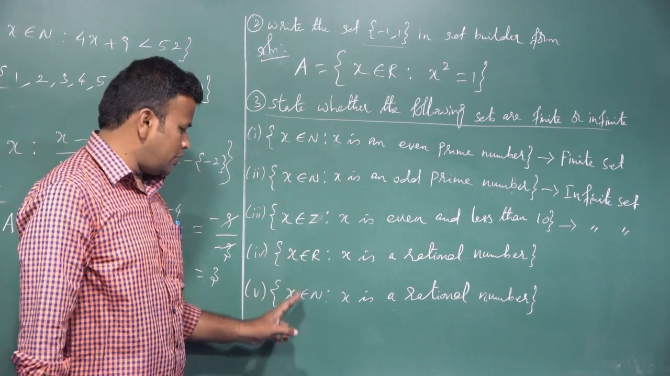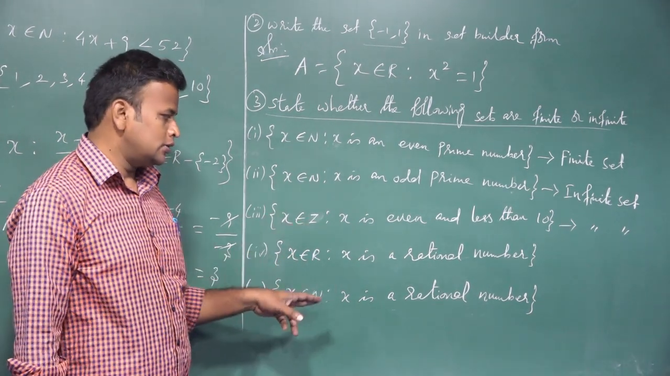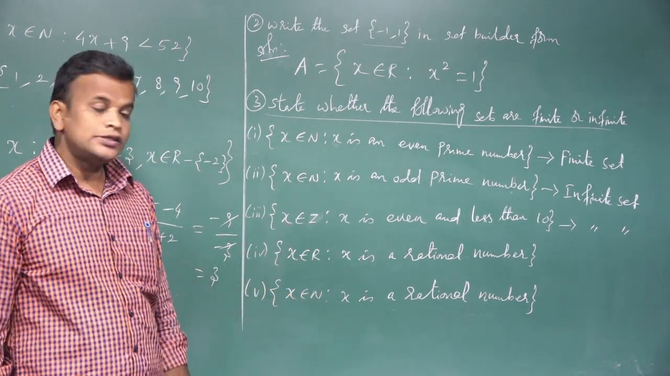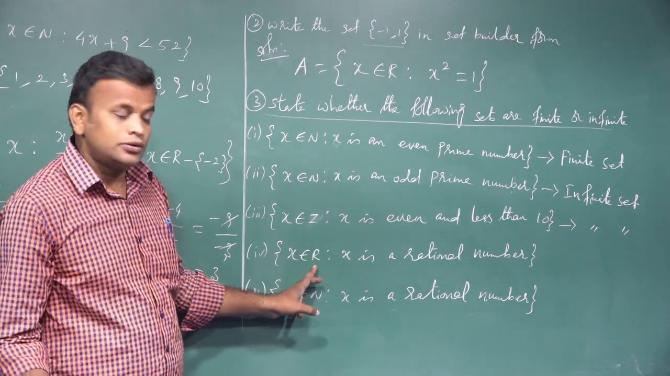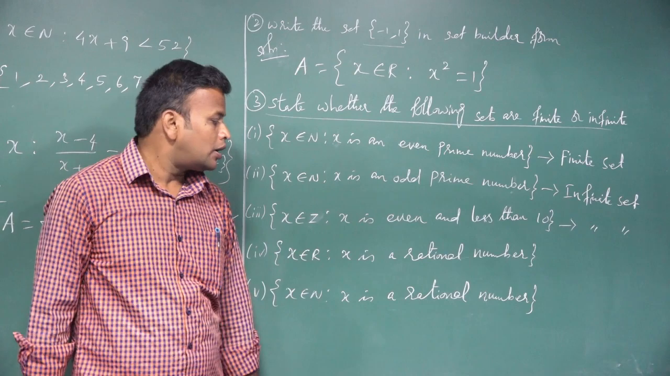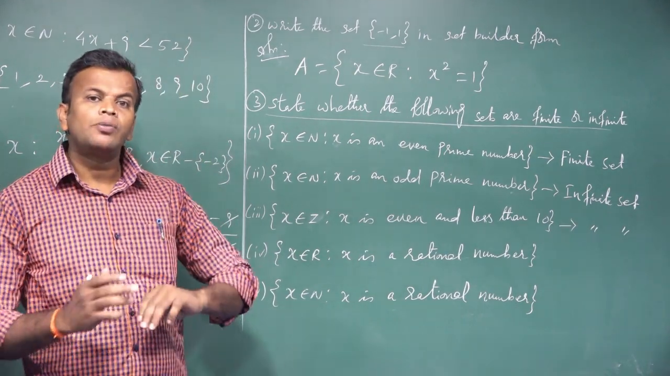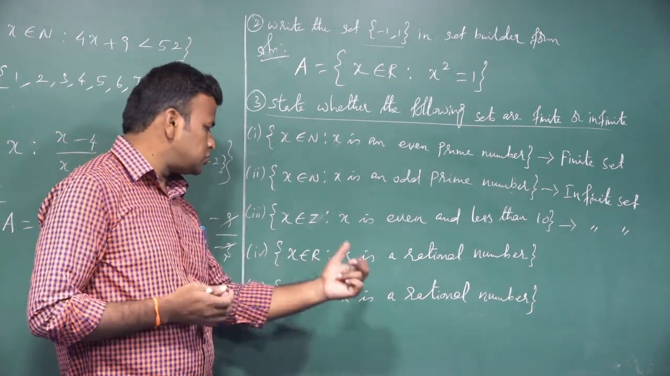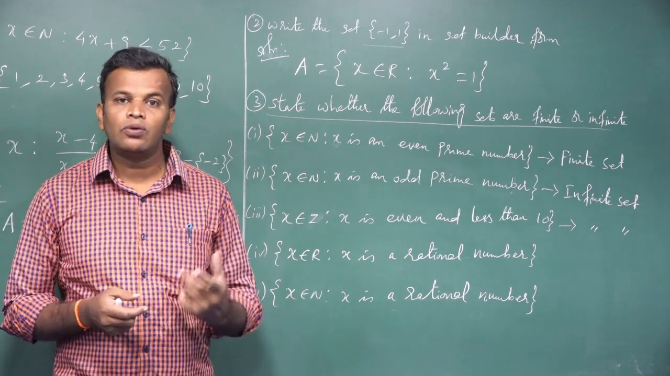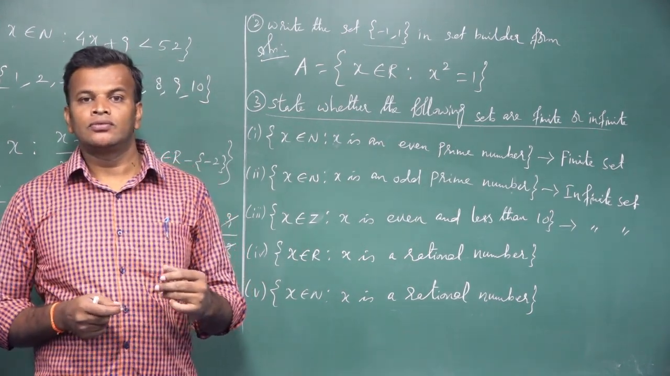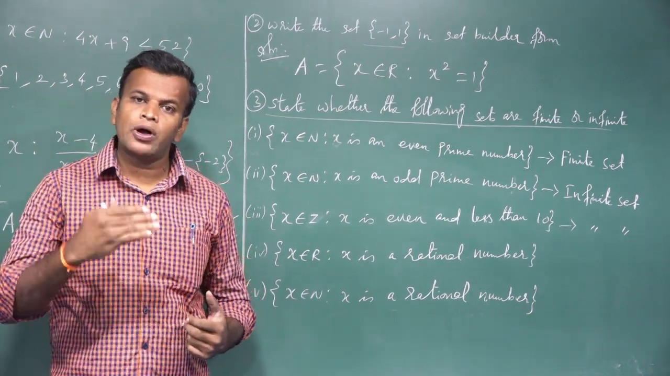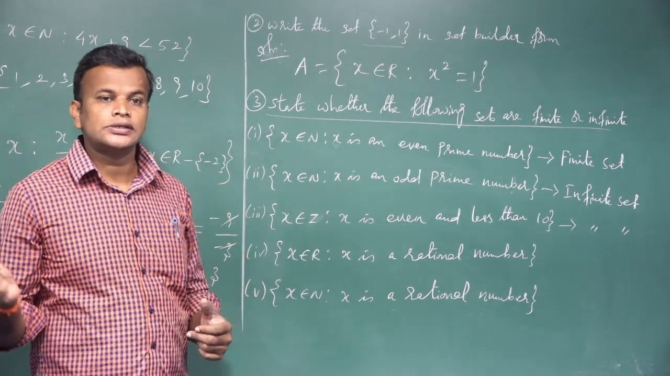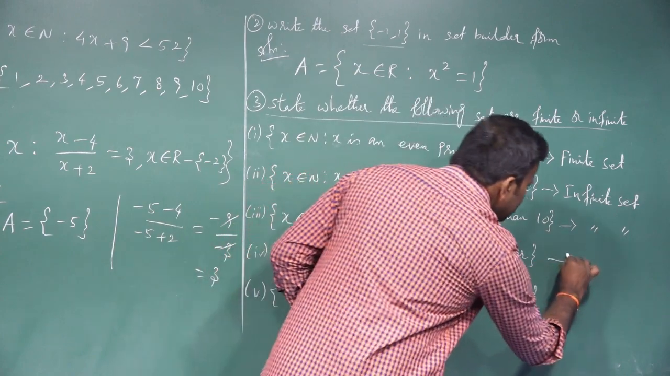You identify the fourth and fifth using the same method. Fourth, what is the answer? x belongs to R means real number, and x is a rational number. We can form so many rational numbers belonging to the real numbers. One example: 1 by 2, 1 by 3, 1 by 4, 1 by 5. The process is going on, it is endless. Therefore it is also an infinite set.